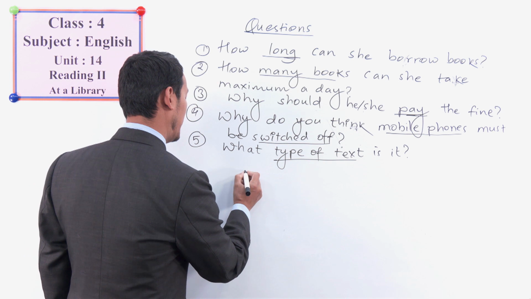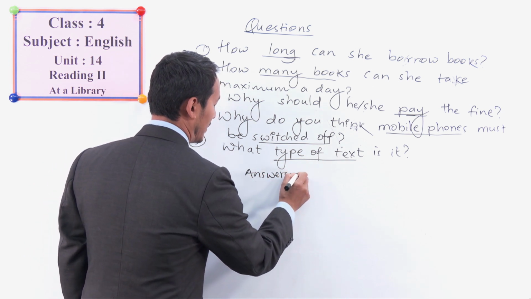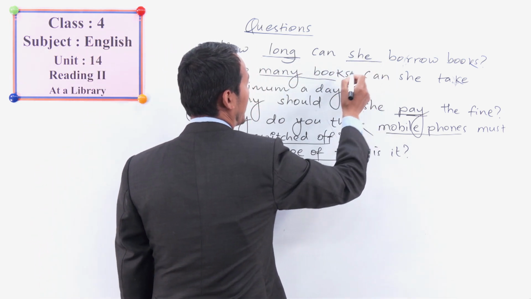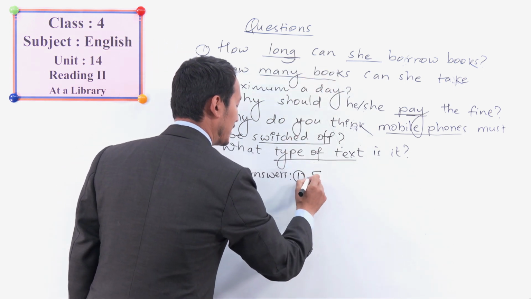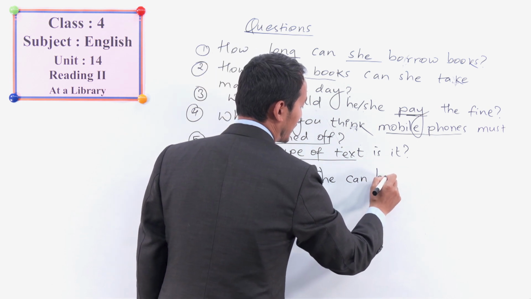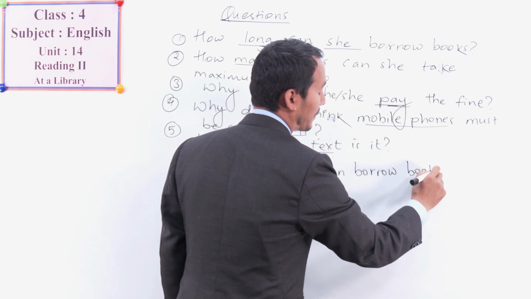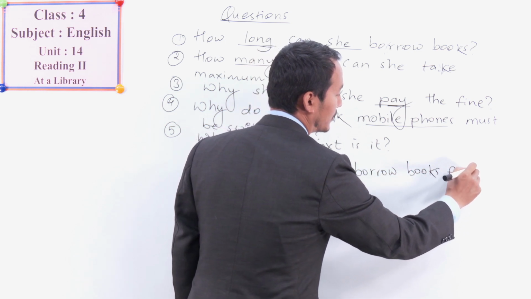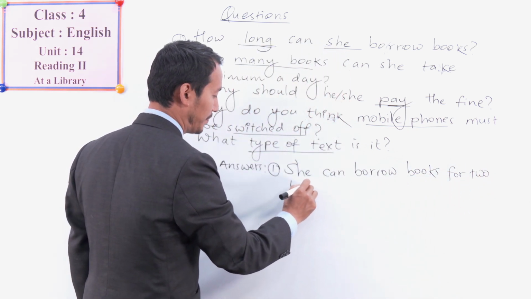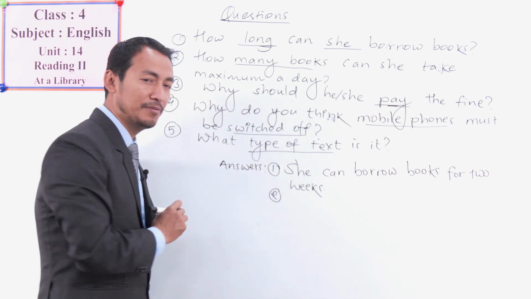Let's answer from here. Answer 1. She can. You have to write from here and then write can. She can borrow books for 2 weeks. Okay, this is the answer for question 1.